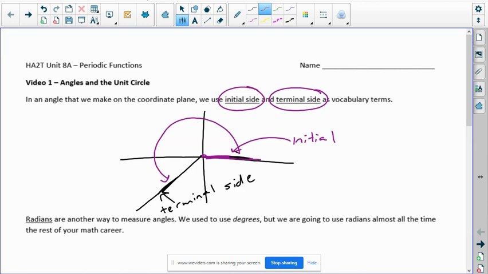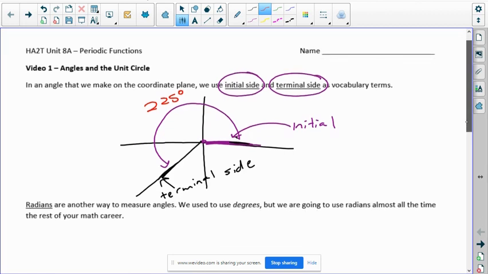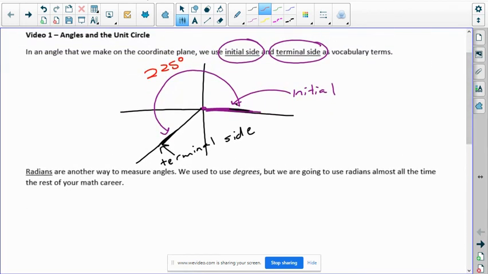It could have some sort of a measure to it. It could be like, say, 225 degrees, an angle that's bigger than 180. And our angles could have all types of measurements based on this initial and terminal side. Right now we're measuring this one, the first one, in degrees.